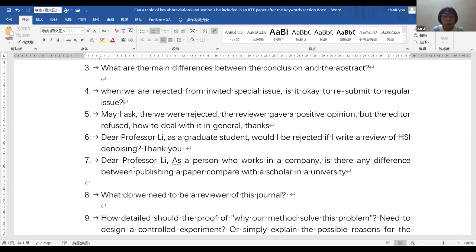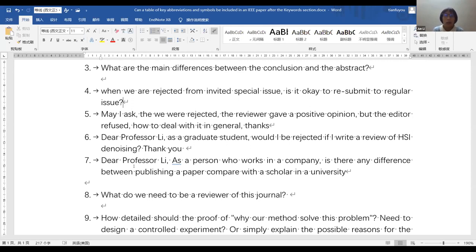The seventh one: as a person who works in a company, is there any difference between publishing a paper compared with a scholar? No, there's no difference. As I just mentioned, it's just about the paper quality. We have very, very good papers from companies, and we have very good papers from universities. In the end, it is about the paper itself. It is an anonymous review, so it's up to the paper itself, okay?